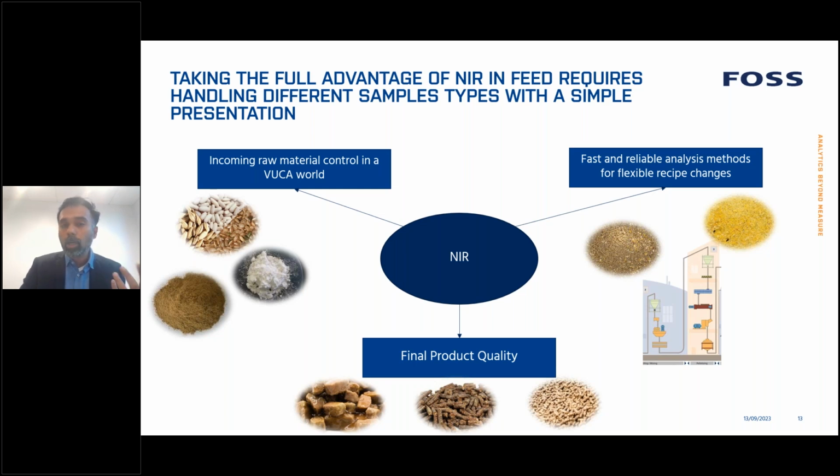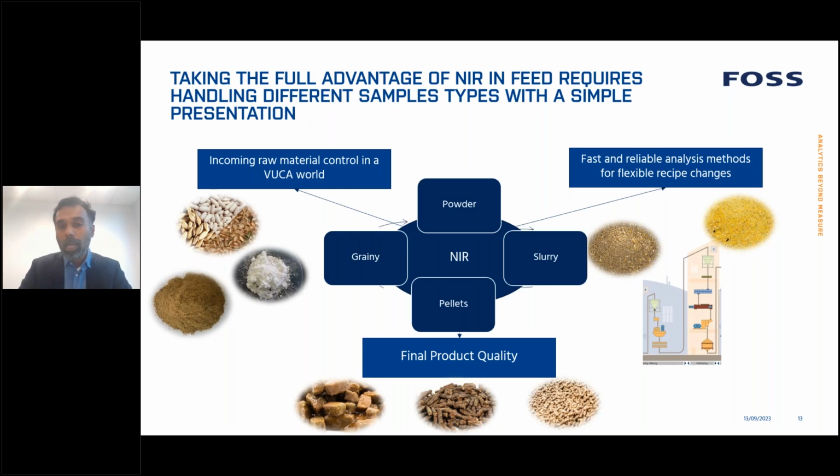So when you think about samples from a feed, which also includes pet and all of that, you are looking at a wide range of sample types, from grainy to powder to slurry to pellets. These are all important for you to measure in a good way. So that's the first consideration that is there.